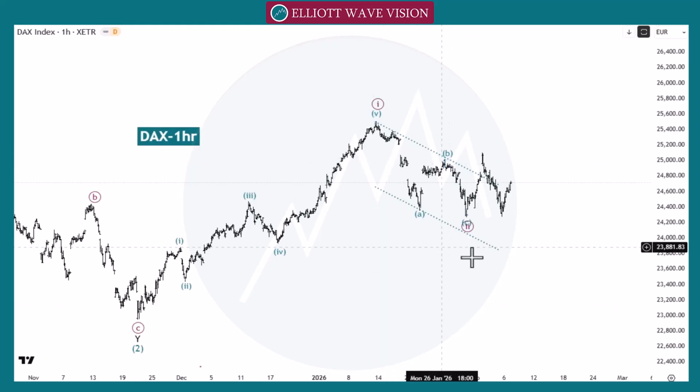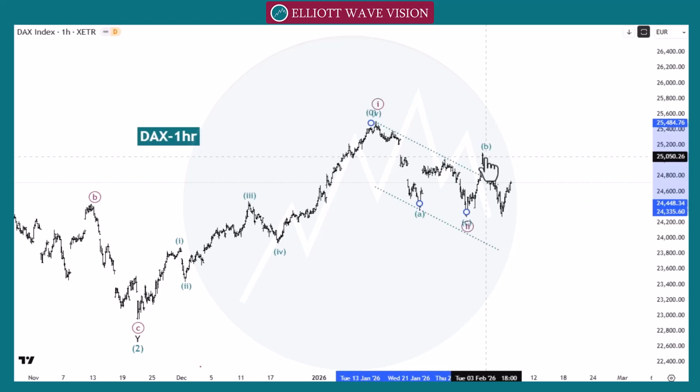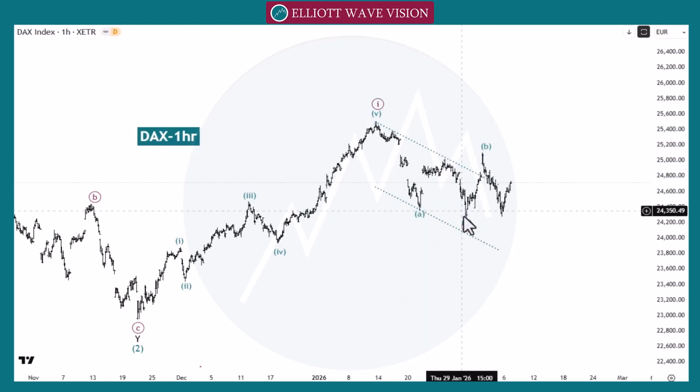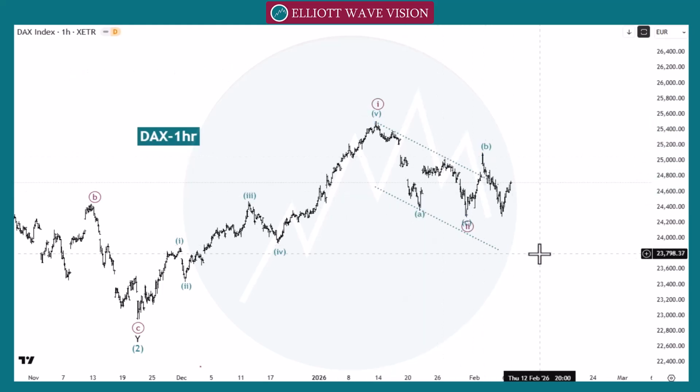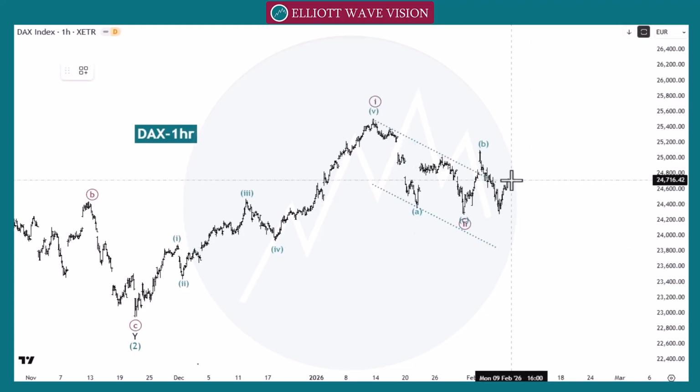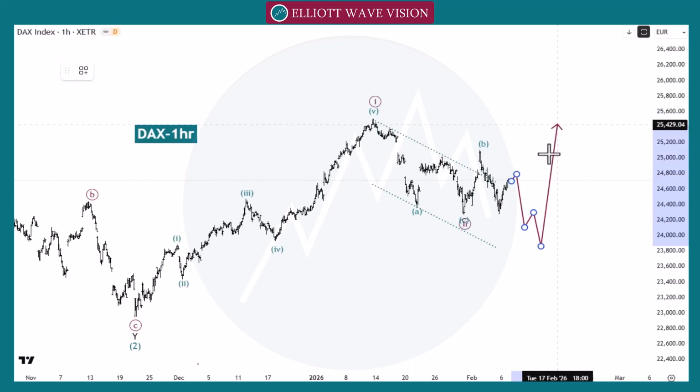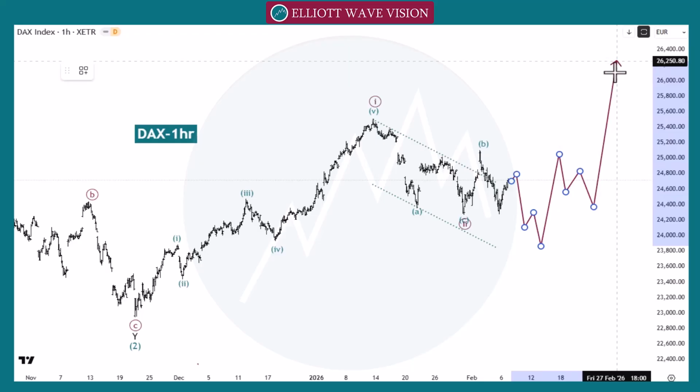Now that's also possible. We count this correction as a wave A, then wave B at this point, as A, B and C. If this is the case, then the market will go towards the correction like wave 1, wave 2, wave 3, wave 4 and wave 5. Then the market goes towards the bullish side. If this is the case, we need to wait for the next impulsive move after this correction A, B and C. Then we'll go towards the next point 26,000.